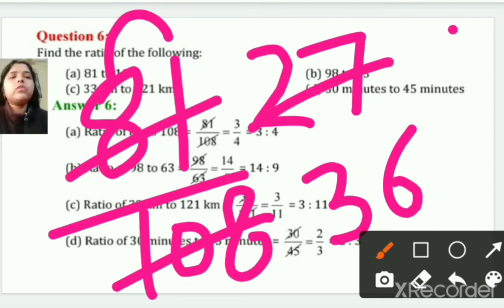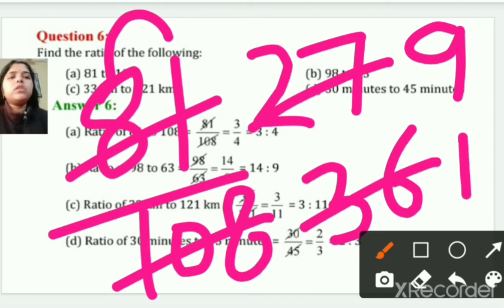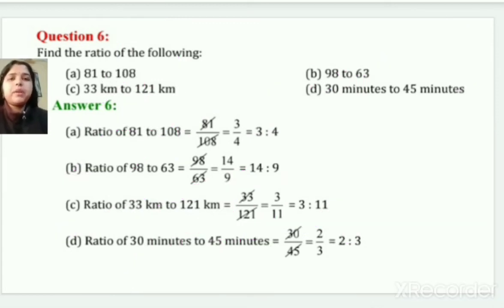Again divide by 3. 3 nines are 27. 3 ones are 3. 3 twos are 6. Again divided by 3. 3 threes are 9 and 3 fours are 12. So we have the ratio 3 by 4. Okay, it is very simple. You can do all the quotients. All are having the same units.